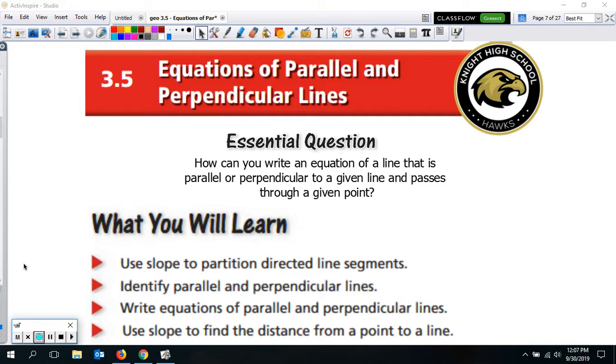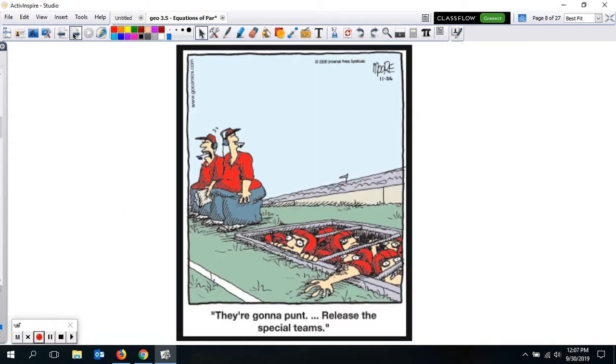Hey geometry students, so there you have a quick video that we're going to be talking about with 3.5 here in Big Ideas, about how to write these equations of parallel and perpendicular lines. That video was showing you a bit of what we're going to do. Before we get to writing those equations, we're going to be identifying whether we have parallel or perpendicular lines based on the slopes we are given. And even before that, we're going to look at some directed line segments. We're going to use slopes to partition directed line segments, and we'll see what that's all about in a minute.